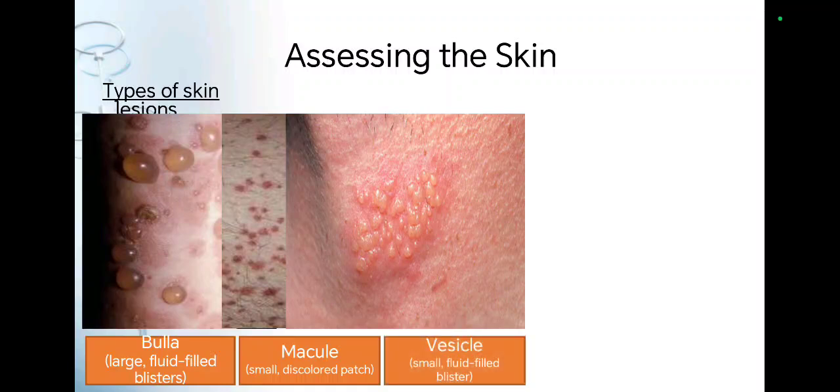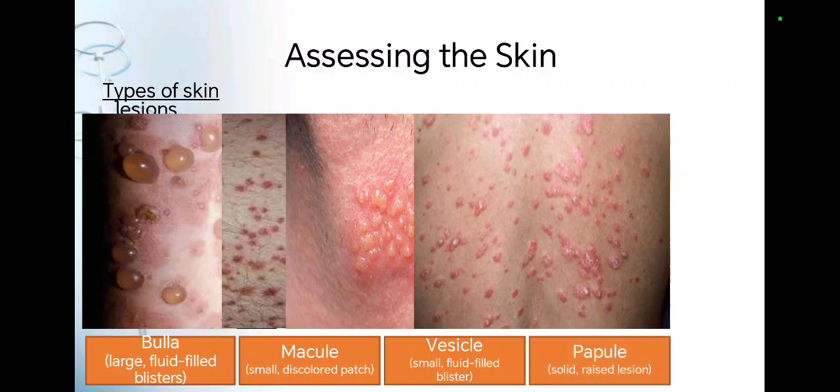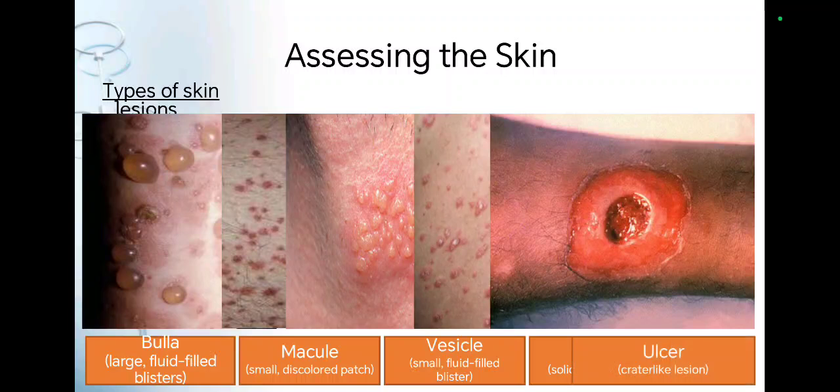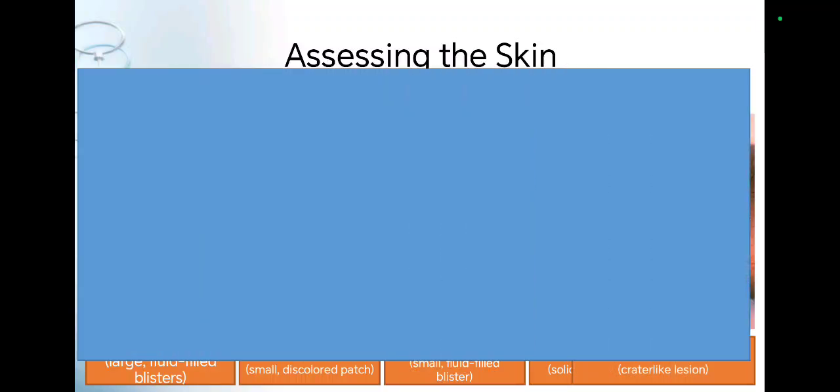We have your vesicles, small fluid blisters. This is commonly seen also in chickenpox. And then we have here your papules. So actually, this type of skin lesion is also seen in what they call measles, because measles do have maculopapular rash. And then we have your ulcers, crater-like lesions.